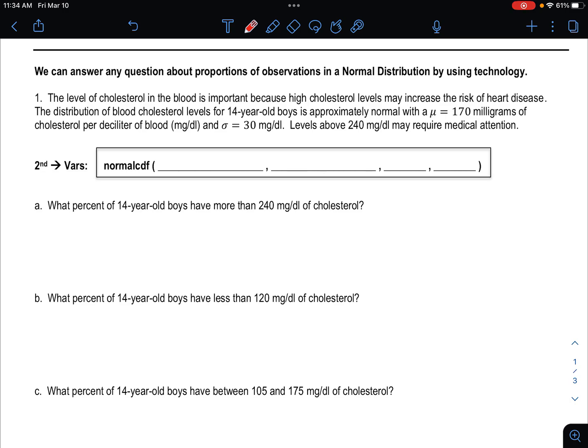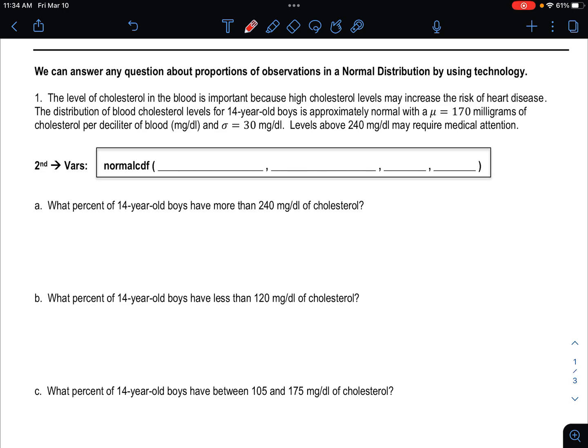What we're going to end up using on our calculator is the VARS button. So there's a VARS button on your calculator. I'll show you where it is when we get to it. You're going to hit second and then VARS, because right above that it says distribution, and that's what we're using. We're using distribution.